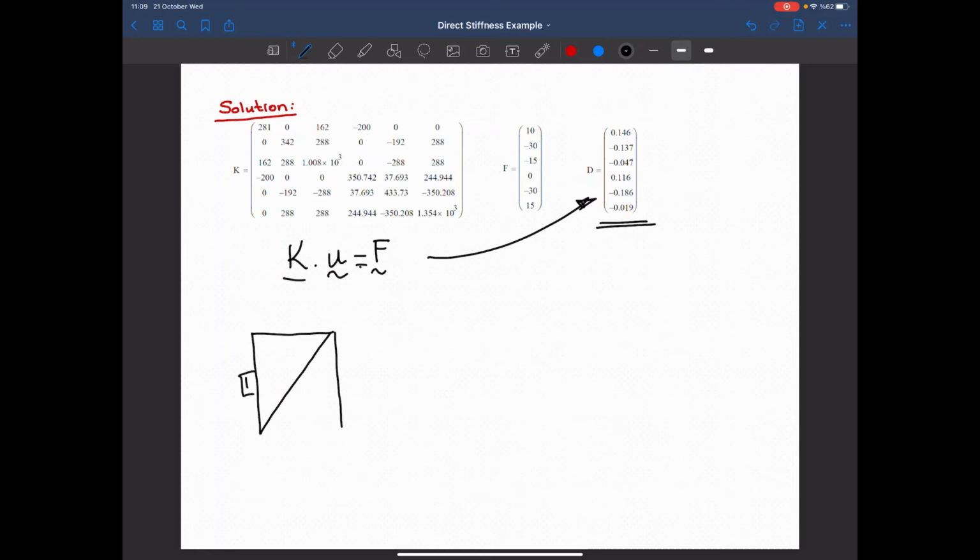This is the first member, second, third, and the fourth member. Okay. And our structural degrees of freedom are as follows: D1, D2, D3, D4, D5, and D6. Now I will write the deformation vector for the first member. So let's show it like that.